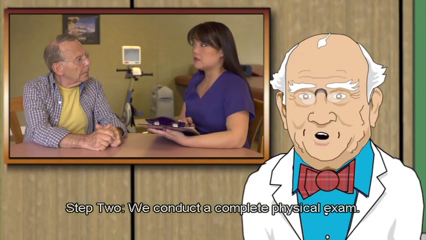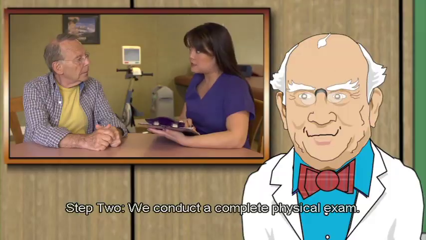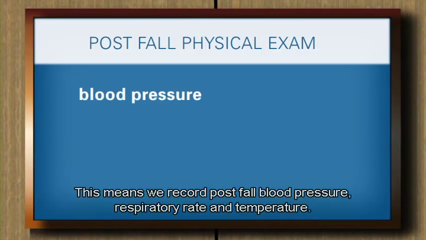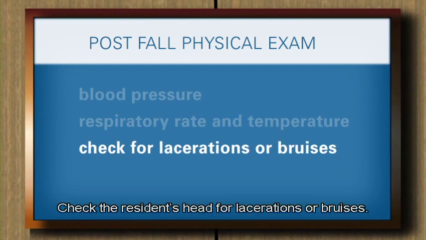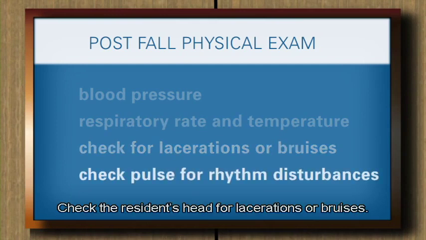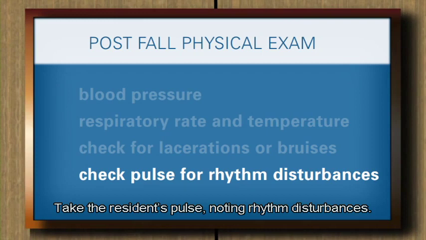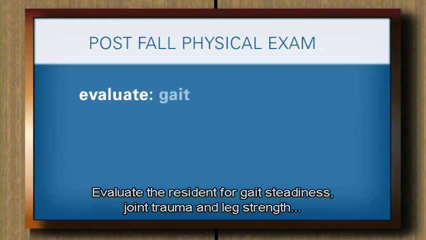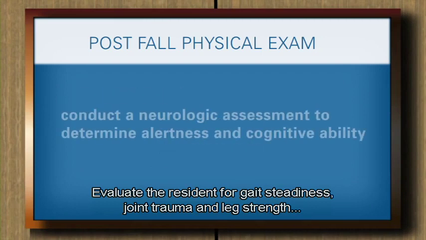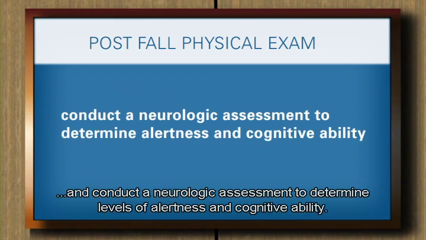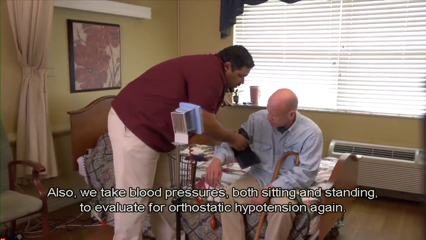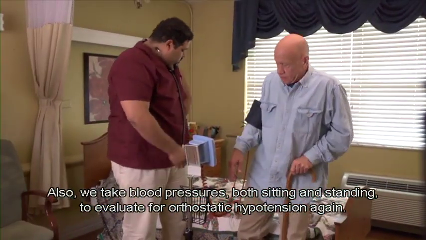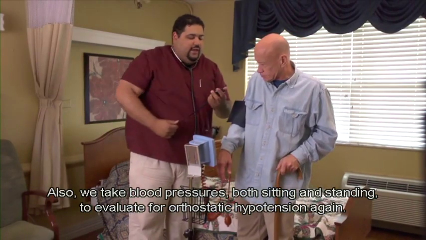Step 2. We conduct a complete physical exam. This means we record post-fall blood pressure, respiratory rate, and temperature. Check the resident's head for lacerations or bruises. Take the resident's pulse, noting rhythm disturbances. Evaluate the resident for gait steadiness, joint trauma, and leg strength. And conduct a neurologic assessment to determine levels of alertness and cognitive ability. Also, we take blood pressures, both sitting and standing, to evaluate for orthostatic hypertension again.